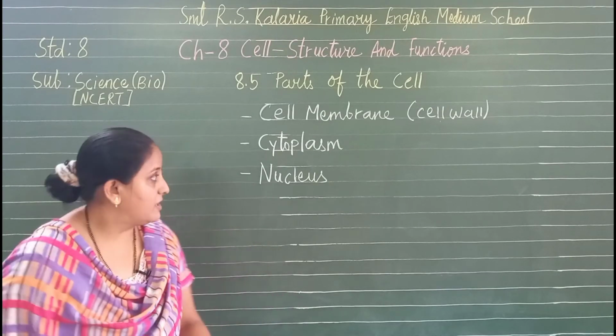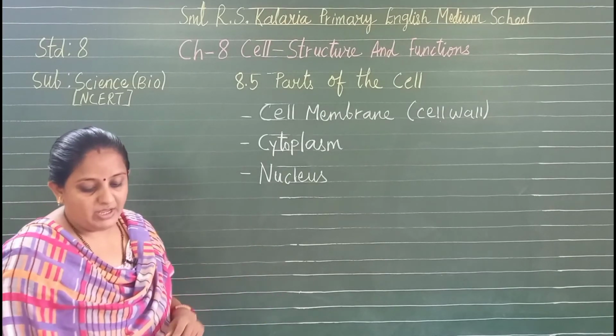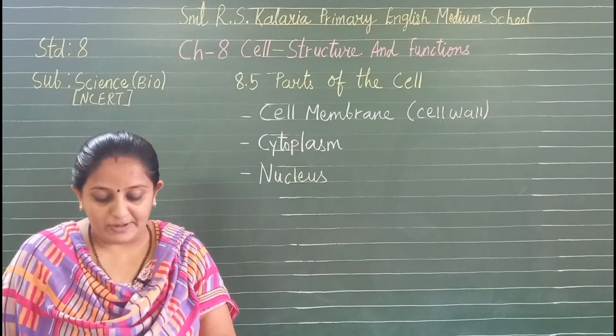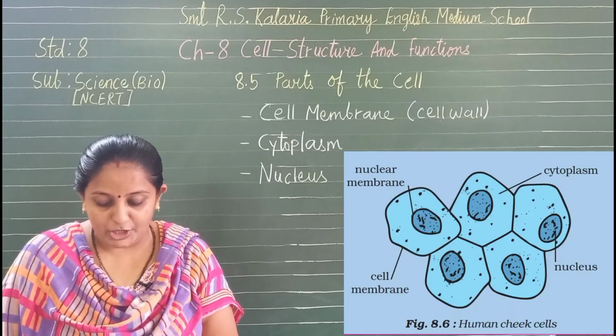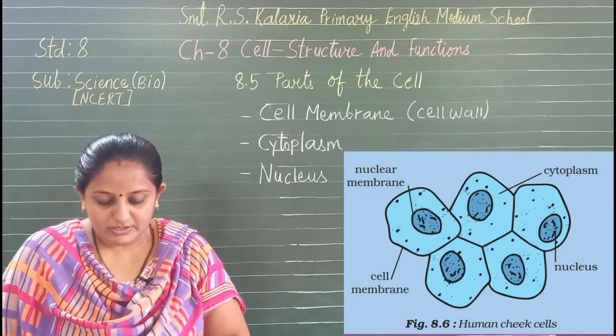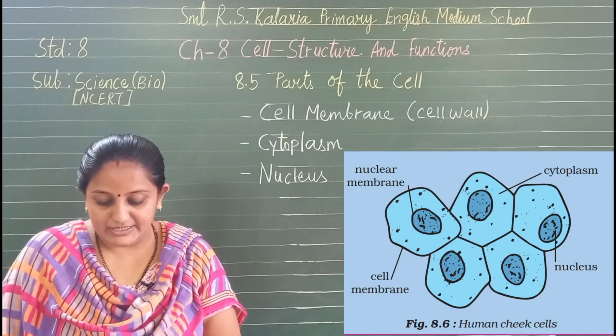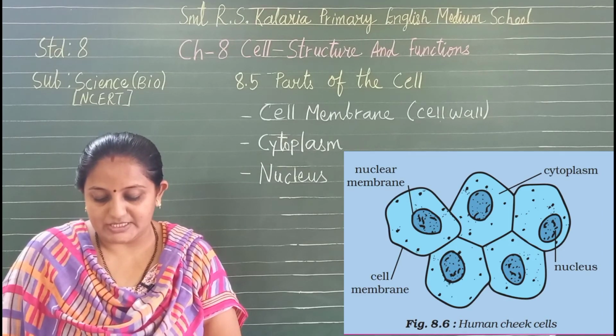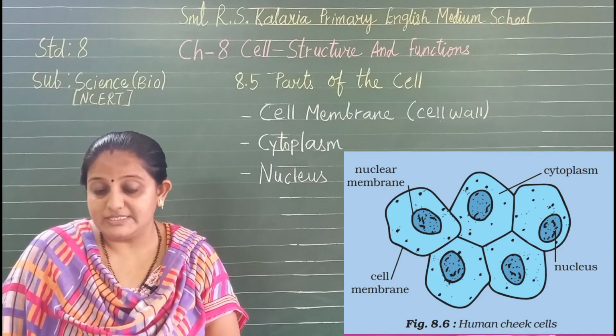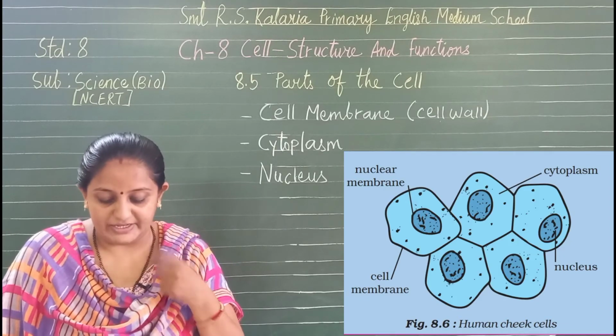Now let us understand about the cytoplasm. Before understanding about the cytoplasm, you can see in a picture a human cheek cell. Nuclear membrane, cell membrane, cytoplasm and nucleus are present. Cell wall is absent in human cells, human cheek cells.